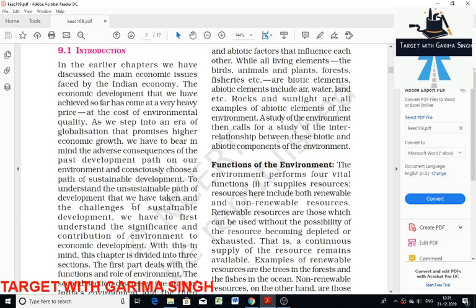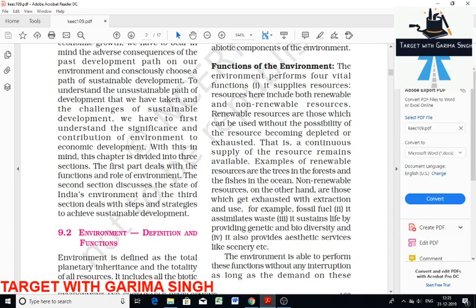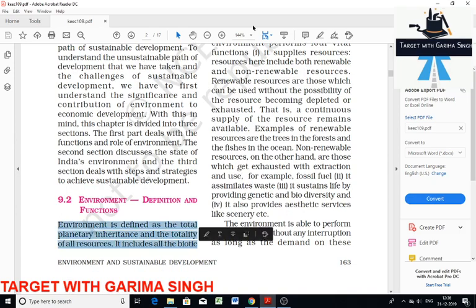So I'm going to discuss a few basic terms, like what is environment. Environment is defined as the total planetary inheritance and totality of all resources. It includes all the biotic and abiotic elements that influence each other. So what is biotic and abiotic? Biotic is all living elements like birds, animals, plants, forests, fisheries, human beings, and abiotic is all non-living things: air, water, land, rock, sunlight, etc.